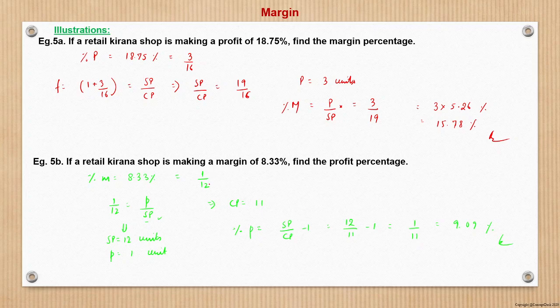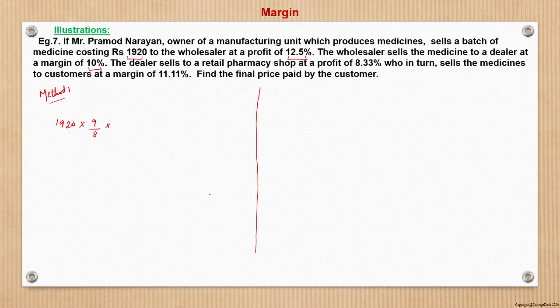Nothing but 1 by 11, right? So the same thing we will use here. If margin is 10%, which is 1 by 10, it means that 1 is profit and 10 is selling price. So what will be the cost price? 9. So profit percentage becomes 1 by 9. So 1 by 9 of a profit means 10 by 9 of a multiplying factor, right?